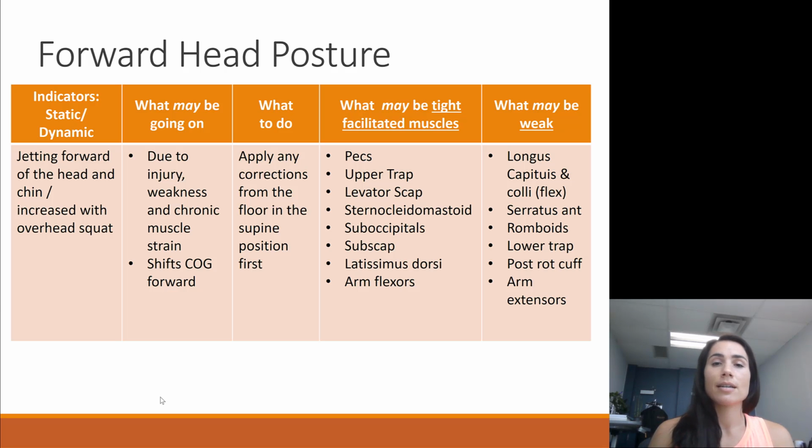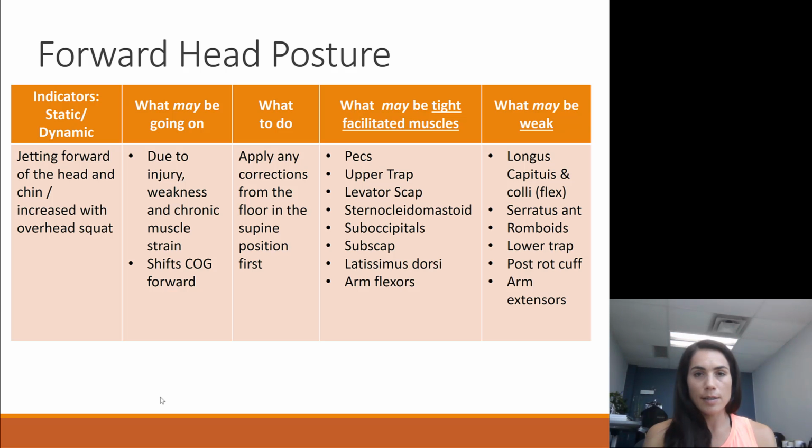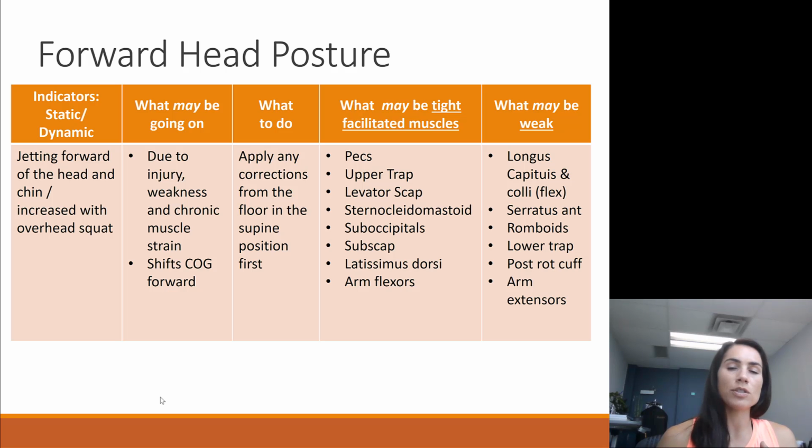What might be weak? Okay, we might see our serratus anterior, potentially our rhomboids. Our rhomboids are those muscles that run along the spine, right? If those are really weak, that explains why the head would be forward in that forward posture. If our posterior rotator cuff is weak, same thing, that's going to allow the head to go forward.